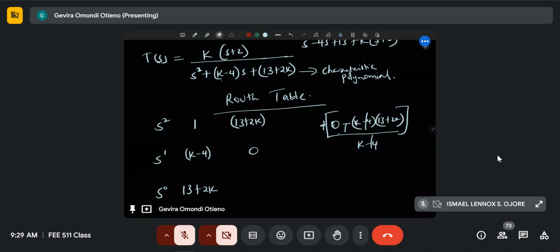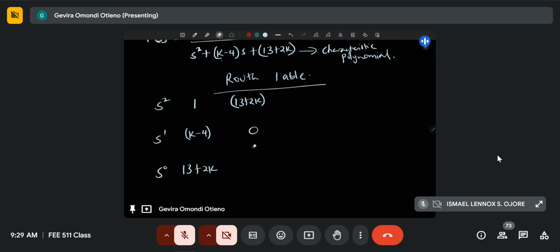You know how to do the root table. Please go and do it. If you have forgotten, other examples are in your notes anyway. So here is just 0. There's nothing here. You can leave it blank or you can put 0, or even a dash. There's no problem, whichever you choose.